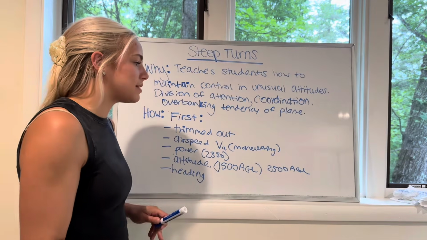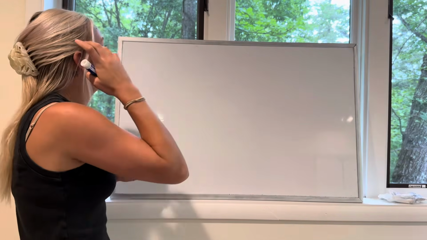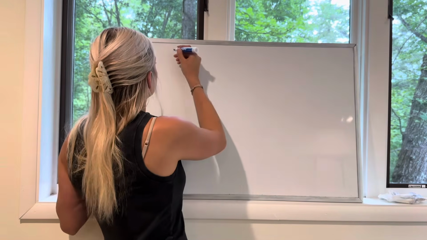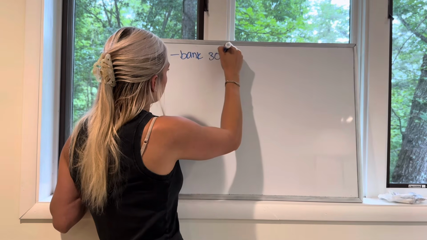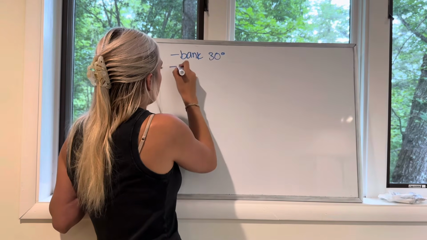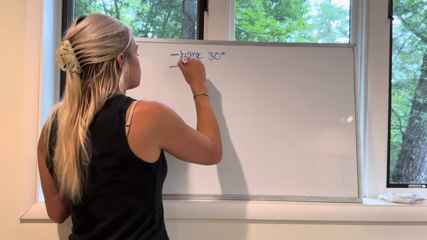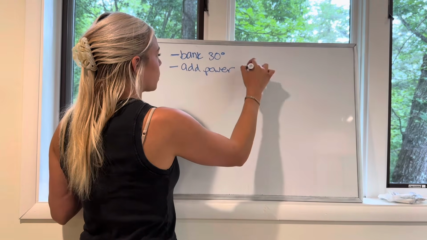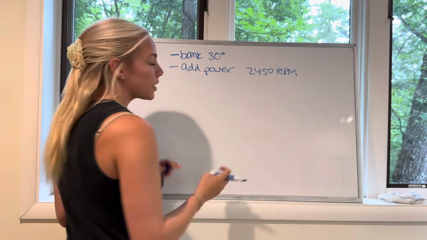Once you have all that set up, now we can think about getting into the maneuver. Getting into the maneuver, how I've always been taught is to bank 30 degrees. And then once we bank 30 degrees, we're going to continue to bank, but that's when we're going to add power. So we're going to add it to around 2450 RPMs.